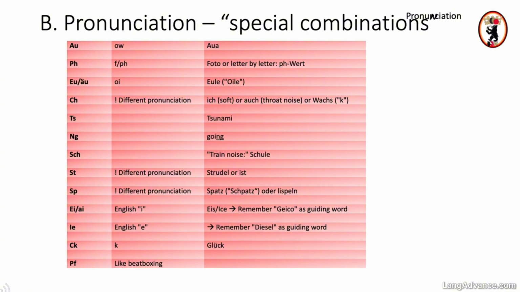Next, we have CK, which is pronounced like a very strong K, Glück, luck. For the last one, the PF, I like to quote my spouse, who says it sounds like beatboxing. My students always agree with that, so I hope this works for you.